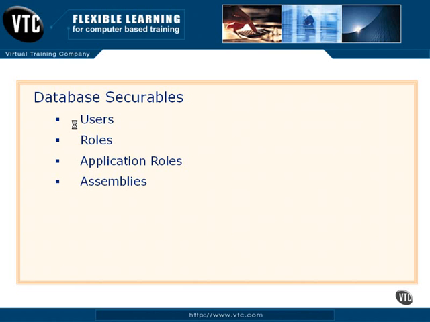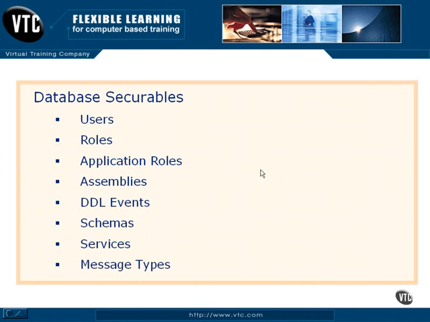Now, here's where we start to jump out into the .NET framework. Assemblies, individual assemblies that run in context of databases are securable. DDL events, and we'll talk about those later. Schemas, and again, we'll talk about schemas later, but schemas are securable. What is really cool is we can build objects and put them in the namespaces of schemas and then change permissions to that schema and automatically change permissions to all those objects. That's really cool stuff. Services and message types.